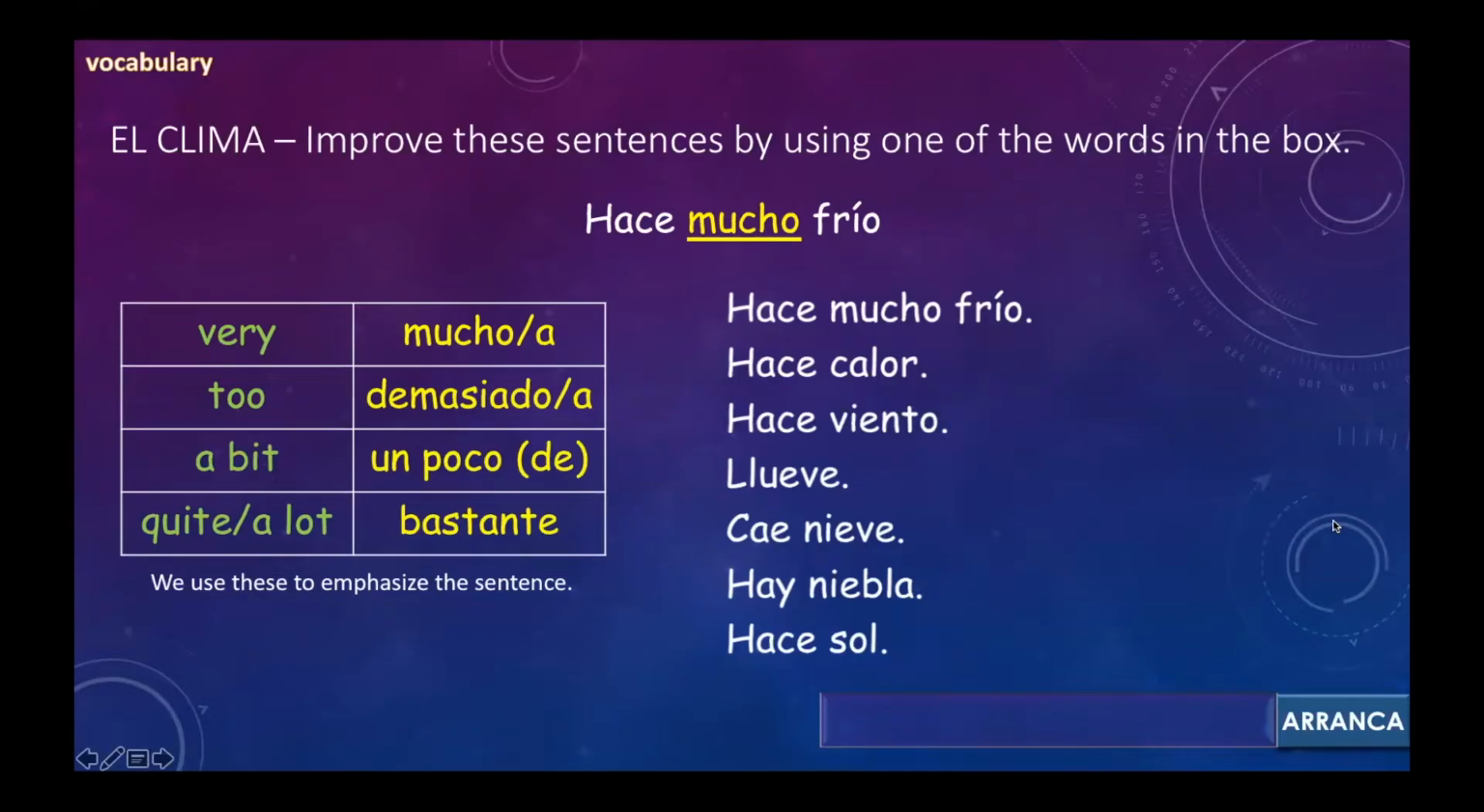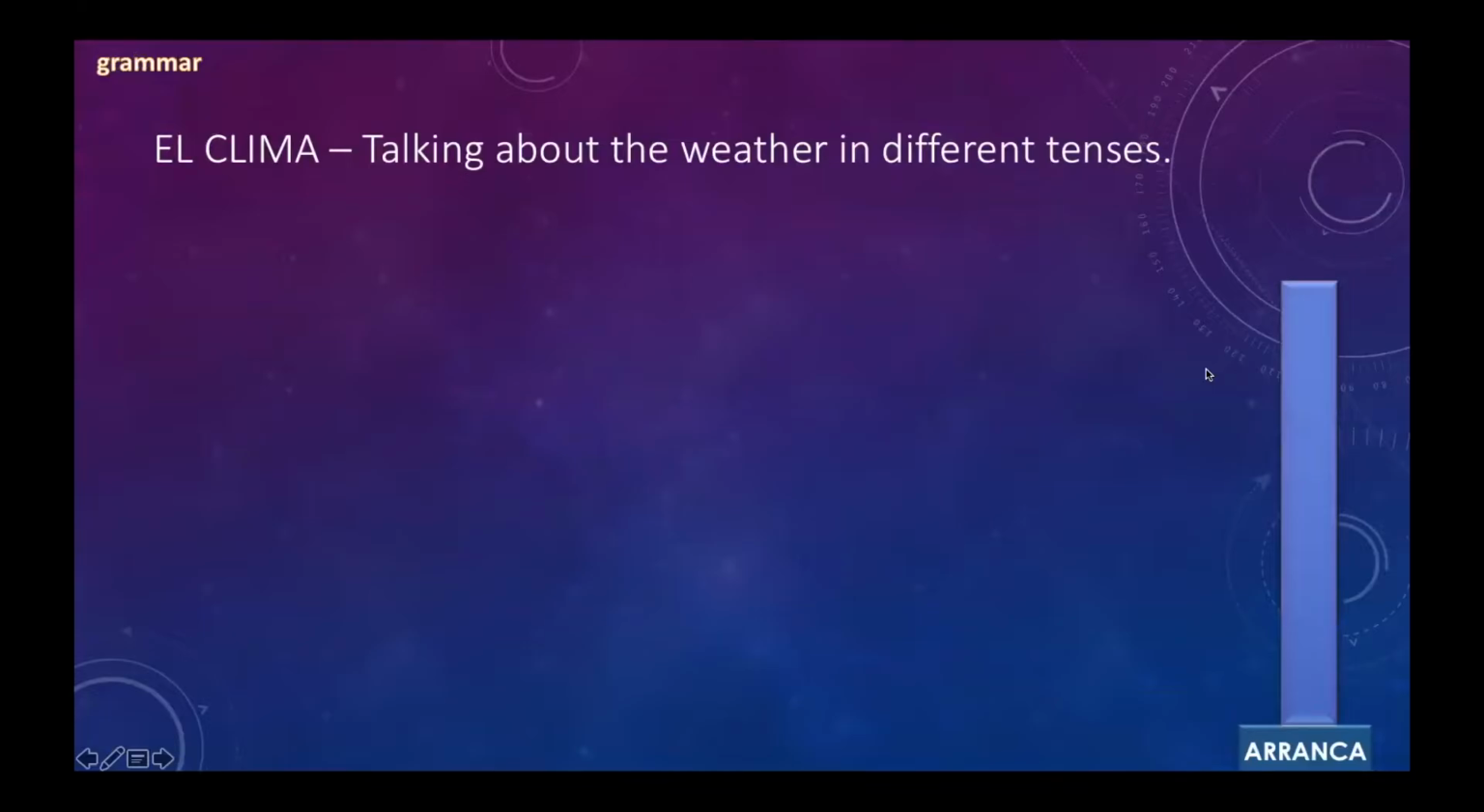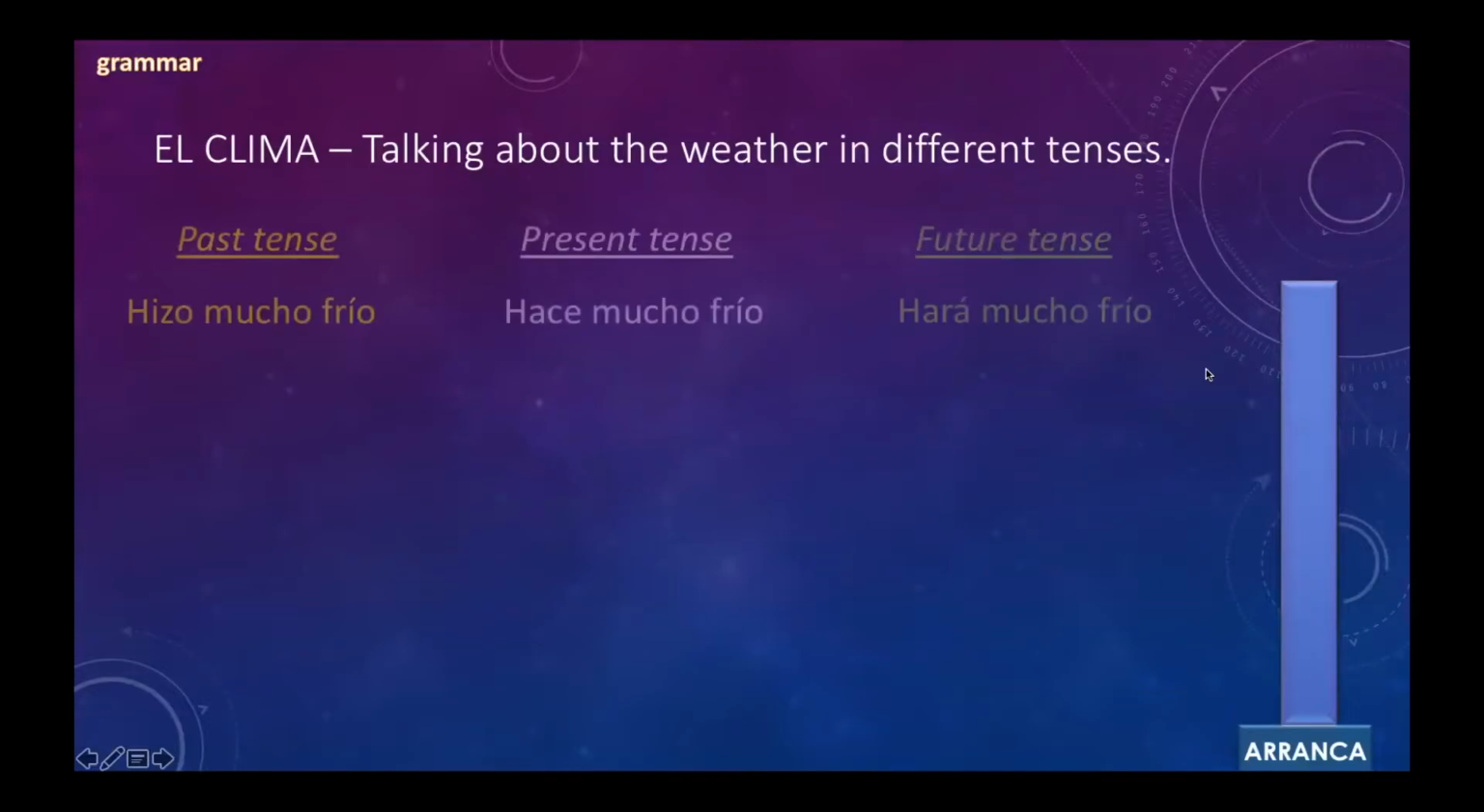Let's move on. Now, we are going to talk about the weather in different tenses. Here I have in white, hace mucho frío, which is it is very cold. But what if I wanted to speak about the past? Well, all I need to say is hizo mucho frío. And if I want to talk about the future, then I would say hará mucho frío. So keep an eye on those three different ways to conjugate the verb hacer. By the way, the conjugation is a lot bigger than this, and so this is a tiny little fraction of the things that you can do in Spanish with the verb hacer.